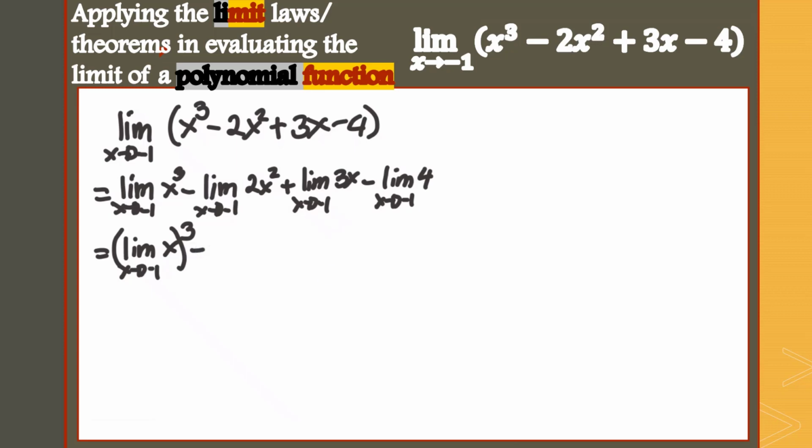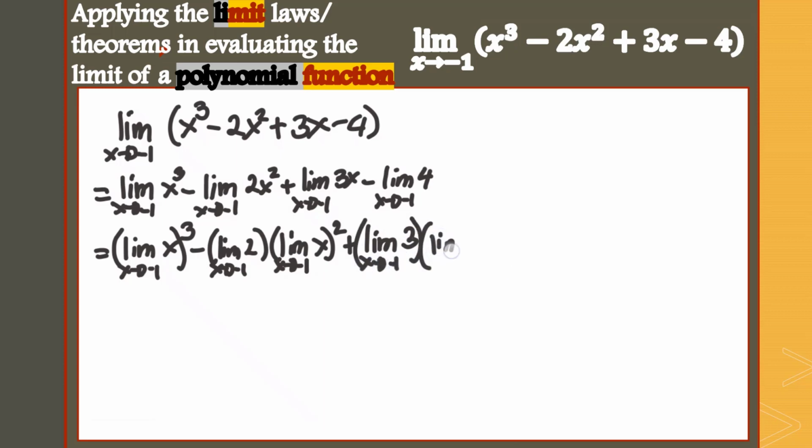The second one is the product and the power. The limit of 2 as x approaches -1 times the limit of x as x approaches -1, but it's being squared. Plus, we have the limit of 3 as x approaches -1 times the limit of x as x approaches -1. And of course, the limit of the constant 4 as x approaches -1.